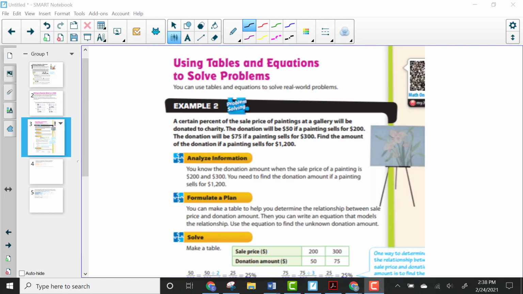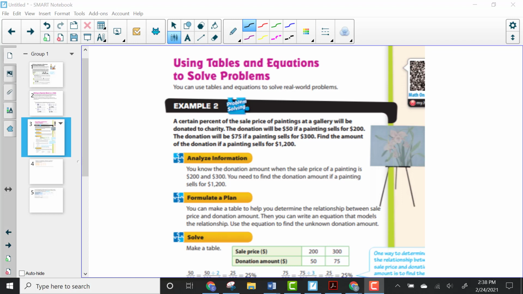Now let's take a look at 347. It's saying using tables and equations to solve problems. So it's saying you can use tables and equations to solve real world problems. So we looked at tables, we looked at equations, now we're going to combine both of them to solve these real world problems.